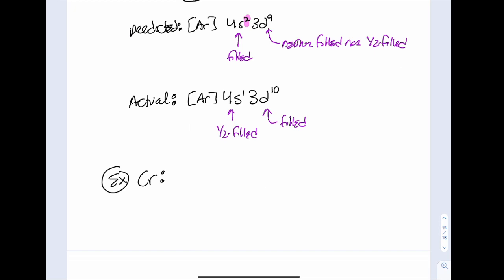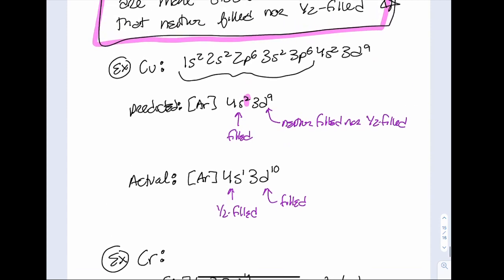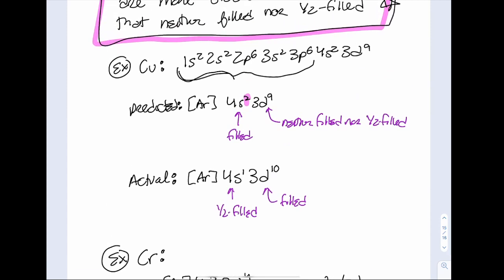Okay, I am going to draw my noble gas shortcut for this one. So I have argon, and then 4s2, and then 3d 1 2 3 4. So this is my predicted. If you drew the entire configuration out, the part that you're missing is this part. So you can check your work by seeing if you have that, or the part that I'm missing is that. So if you have that, you drew it correctly.